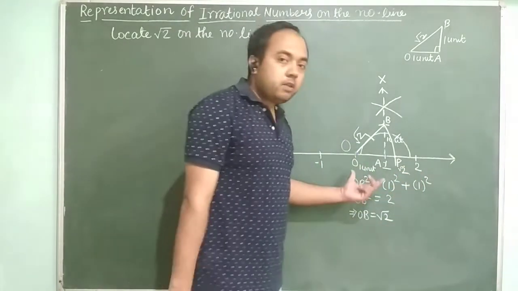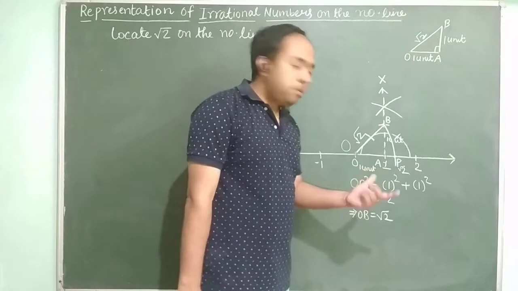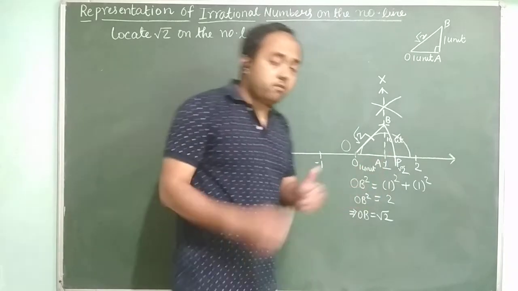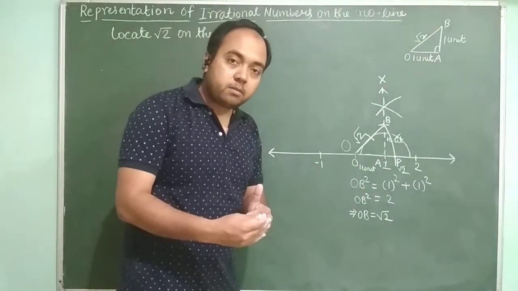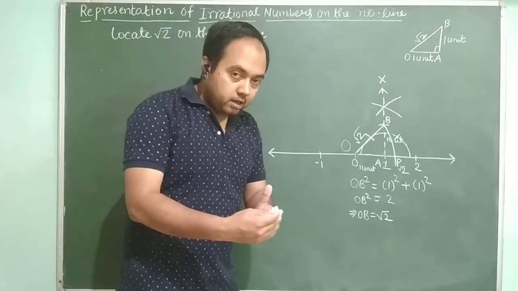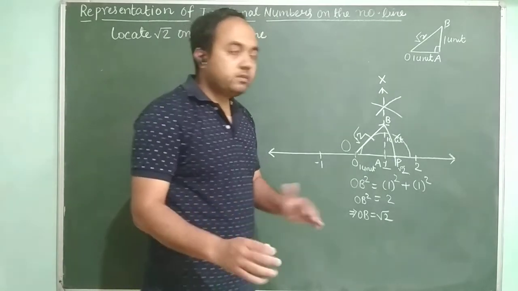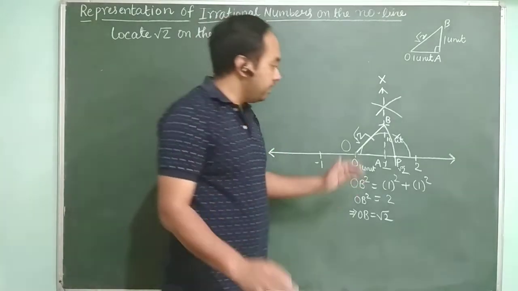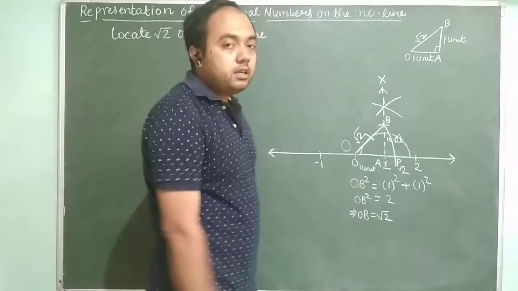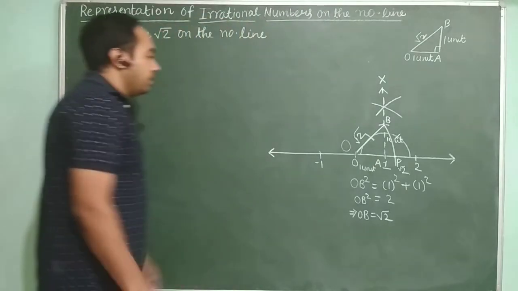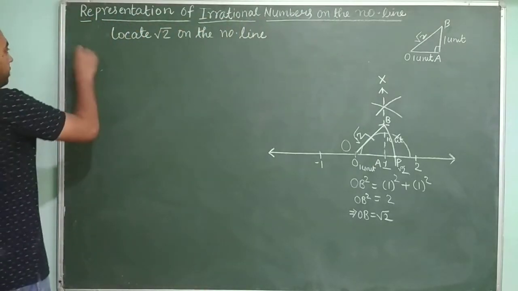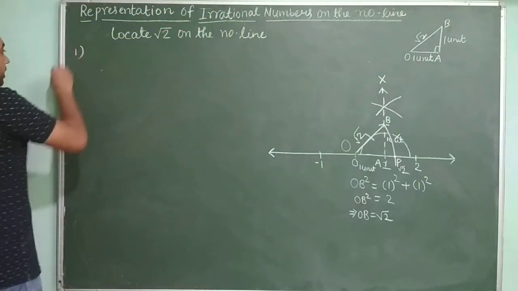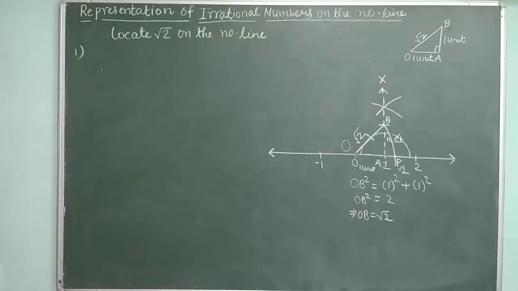If you want to check, how can you check? Pick your centimeter scale and measure the length of OP. If the length of OP is slightly greater than 1.4 and up to 1.5, then the construction is 100% correct. Did you understand? Now let us write the steps of what we have done here, step by step. So what will be step 1?